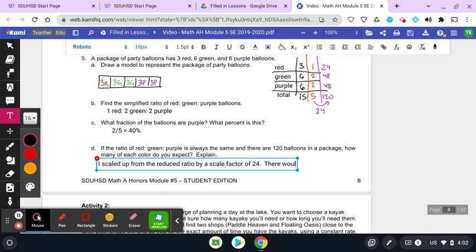There would be 24 red, 48 green, and 48 purple balloons.